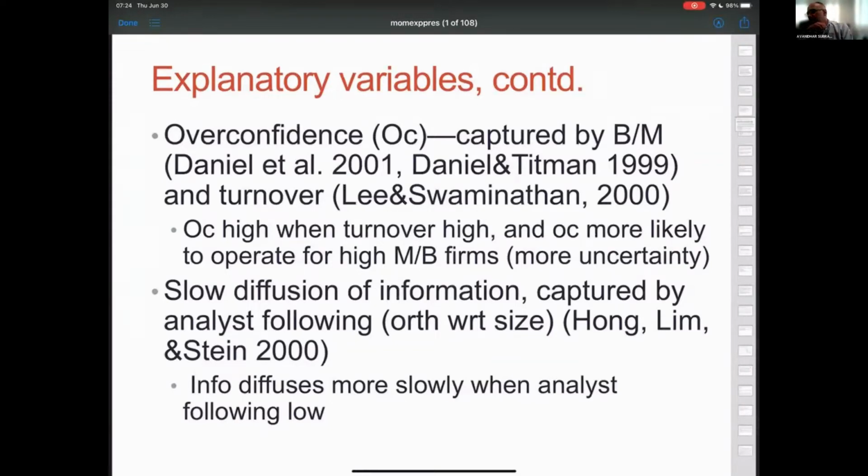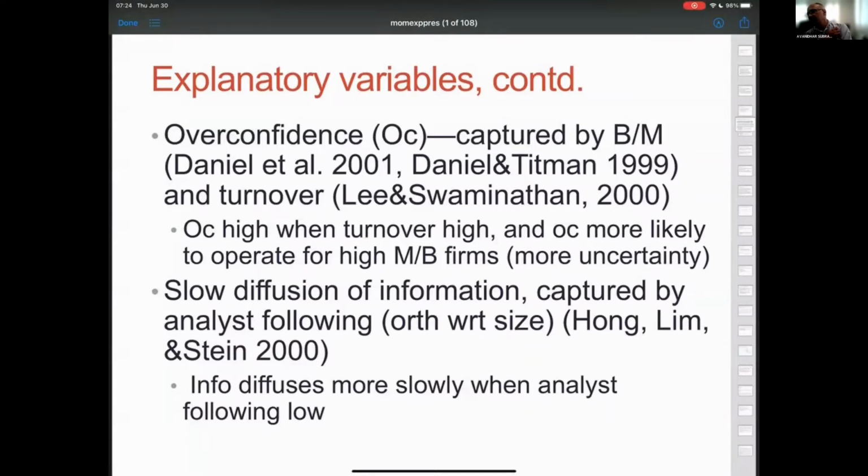All right, so market to book means more uncertainty, and therefore overconfidence is likely to apply more, because overconfidence for a riskless asset doesn't mean anything. There's nothing to be overconfident about, for example. Okay, that's that. The slow diffusion of information is captured by these authors, Hong, Lim, and Stein, by analyst following.